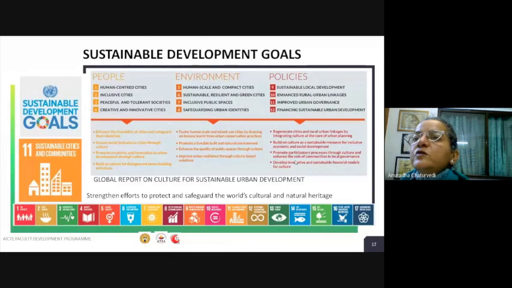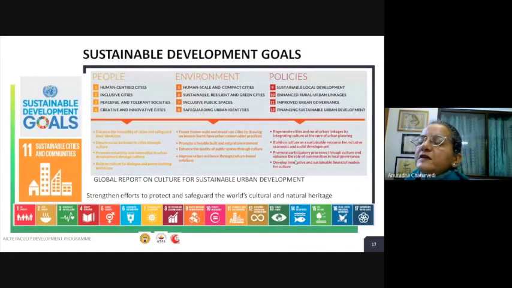It will be possible to enhance the quality of public spaces through cultural resource management, and it will be possible to improve resilience in the urban context through culture-based solutions. The global report identifies policies for sustainable local development, for enhanced rural-urban linkages, for improved urban governance, and for financing sustainable urban development through regeneration and development of innovative and sustainable financial models for cultural resources.